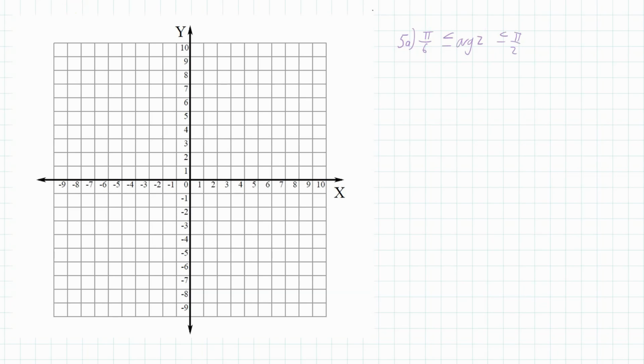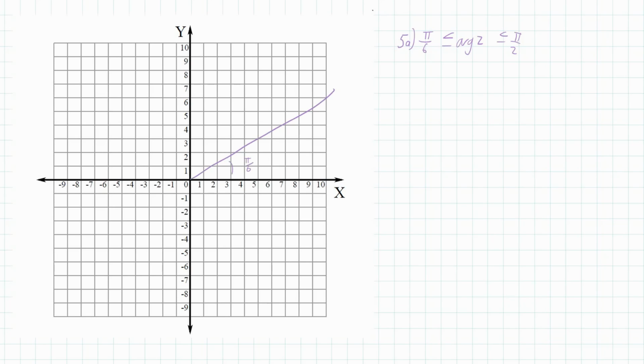Okay, well, if it's just arg z, you want to just start from the origin. Pi over 6 is, I think, 30 degrees. So we're heading out roughly this way. Roughly, you get the general idea, right? So this would be pi over 6 here.